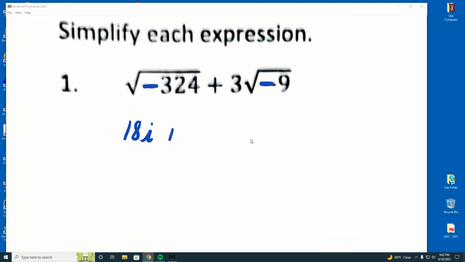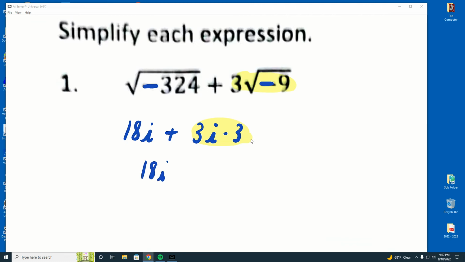So 18i. Plus, we've got 3 times the square root of negative 9. I'm going to leave the 3 alone for the time being. I'm going to let the negative come out as an i. But then don't forget, 9 also has the ability to come out. It comes out as a 3. Now remember, this right here is all one term, so we need to multiply all that out.